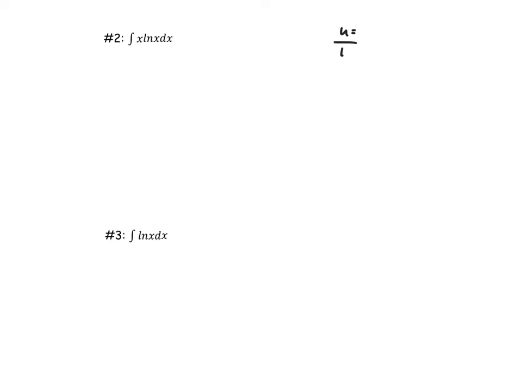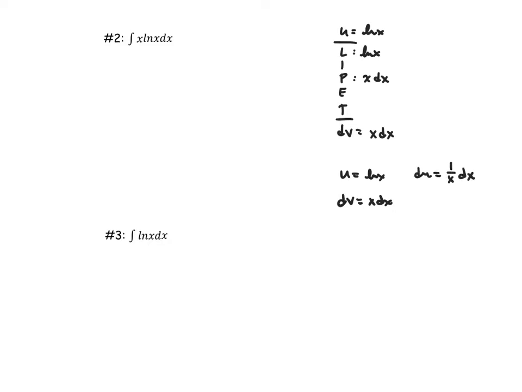U, which is up, LIPET, dv, which is down. So it looks like I've got x and I've got ln of x, and then after I identify which one's which, I tag dv with dx. So dv will be x dx, and u will be ln of x. So u equals ln of x, and dv equals x dx. Therefore, du is 1 over x dx, just the derivative of u, and v will equal x squared over 2.